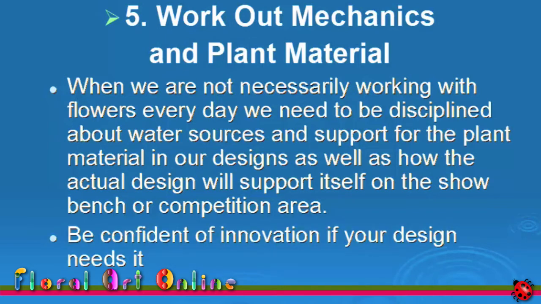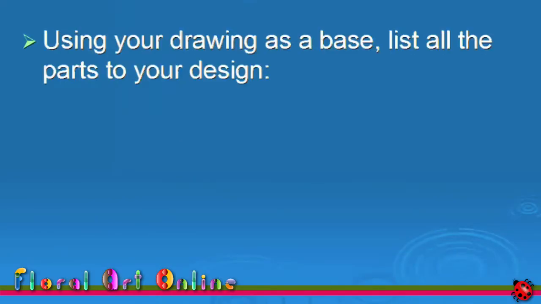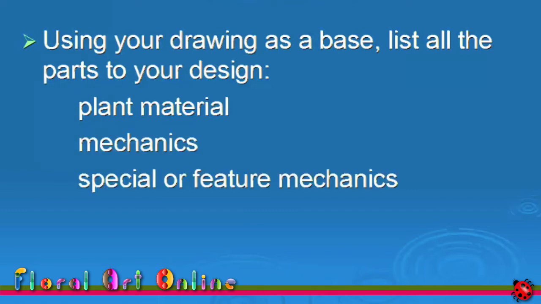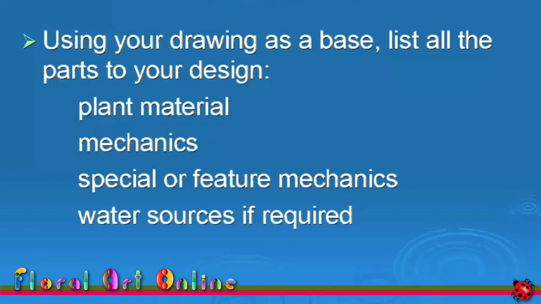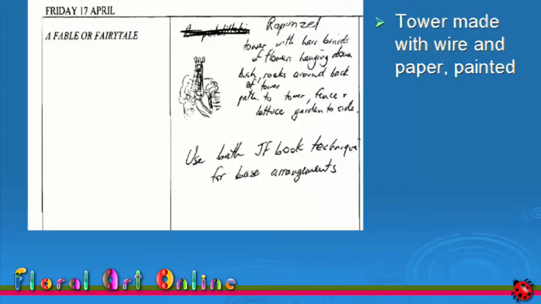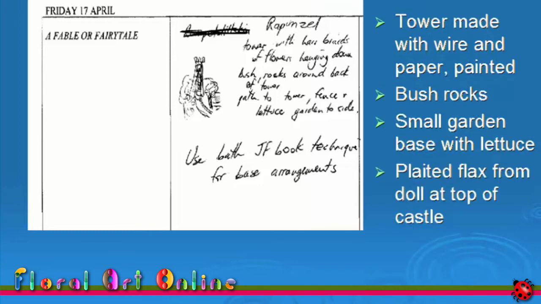With your sketch as a base, under the headings of plant material, mechanics, special or feature mechanics, and water sources, list all the required materials for each of those headings. In this example, where I'm depicting the fairy tale Rapunzel, you can see I've started my list of requirements made with the sketch of the design in front of me.